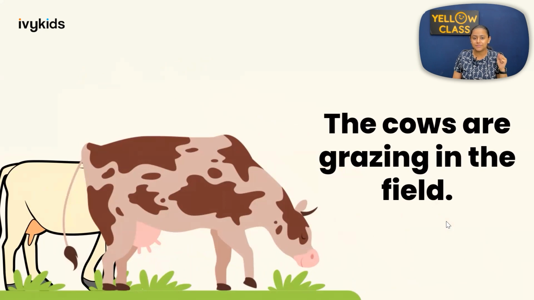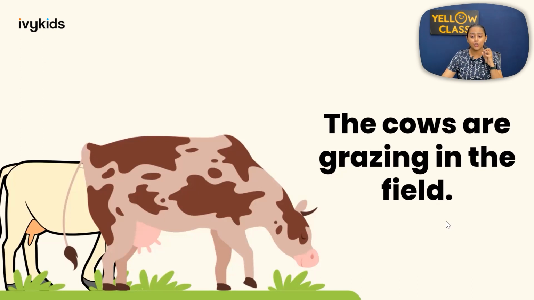plural examples. Some examples for plural subjects. Remember when I started the session, I told you the example of boys. So with boys, I cannot use "is". What will I be using? I'll be using "are". That is a plural verb. The cows are grazing in the field.